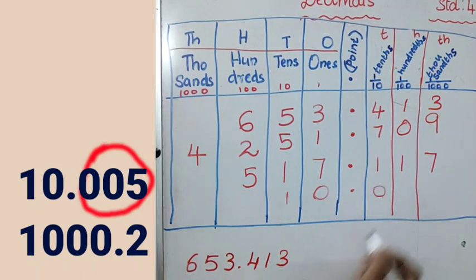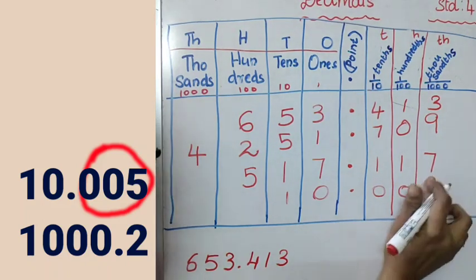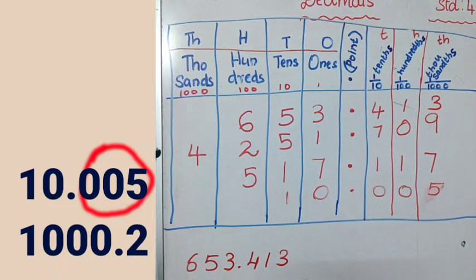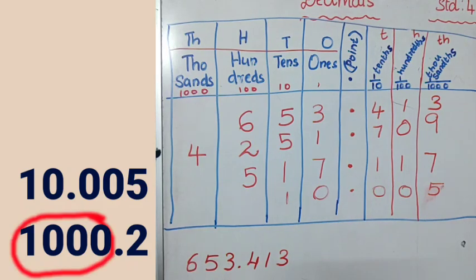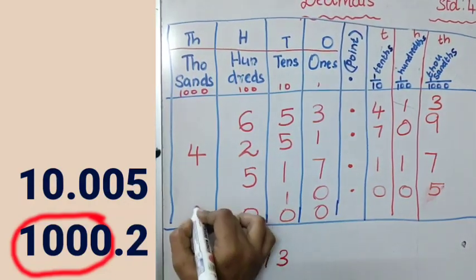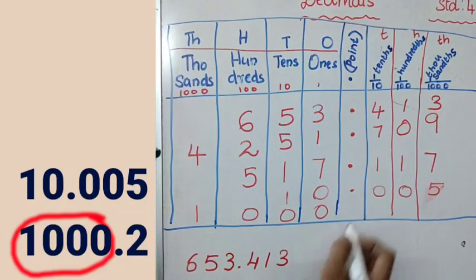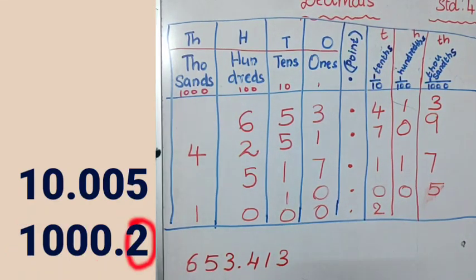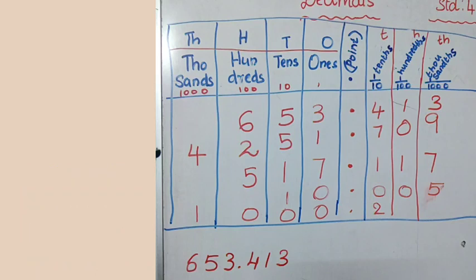0 in 1 by 10 place, this 0 in 1 by 100 place, and this 5 in 1 by 1000 place. Then how will you represent this number, 1000.2? How do you represent 1000? This is ones place, tens, hundreds, thousands. So write 0, 0, 0, 1, 1000. Then point, 2 in the tenth place, 2 here.